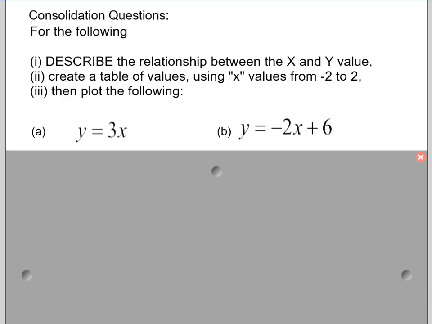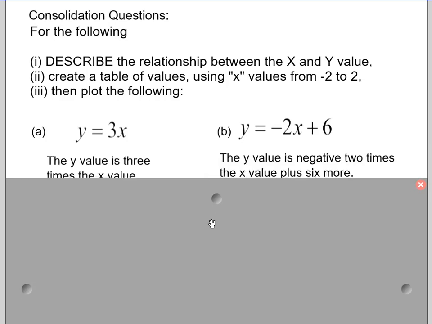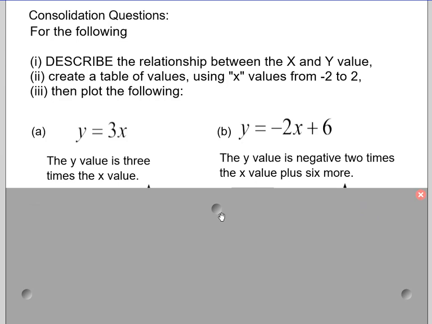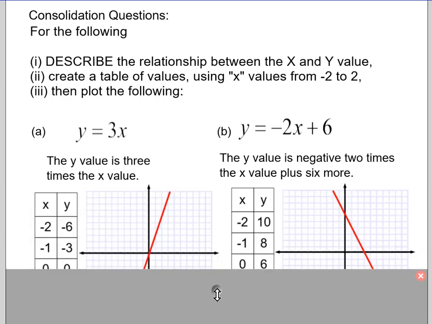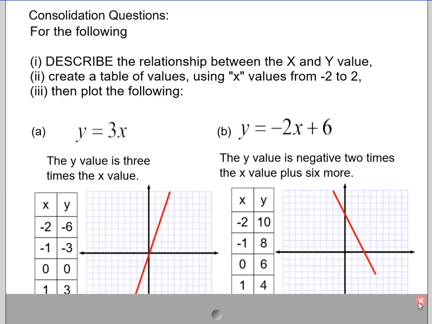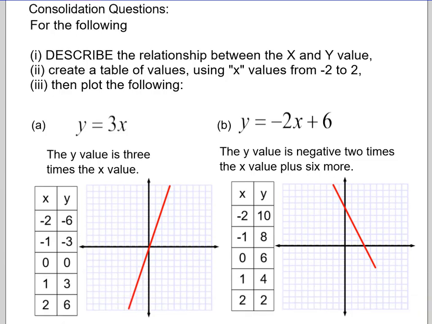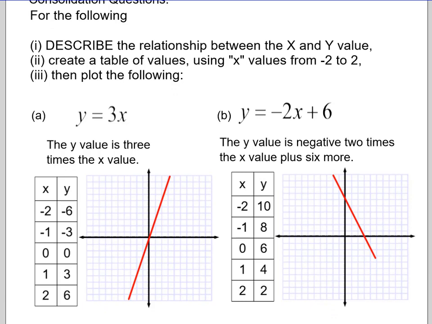Okay, so hopefully you've had a chance to try it. So when we look at the first one here, we're going to do a describe. So y equals 3x. So the y value is 3 times the x value. Okay, not too bad. Part B, the y value is -2 times the x value plus 6 more. Okay, a little trickier. If we get our graph going and our table of values, let's see if we can scroll that up to make sure you can see it.